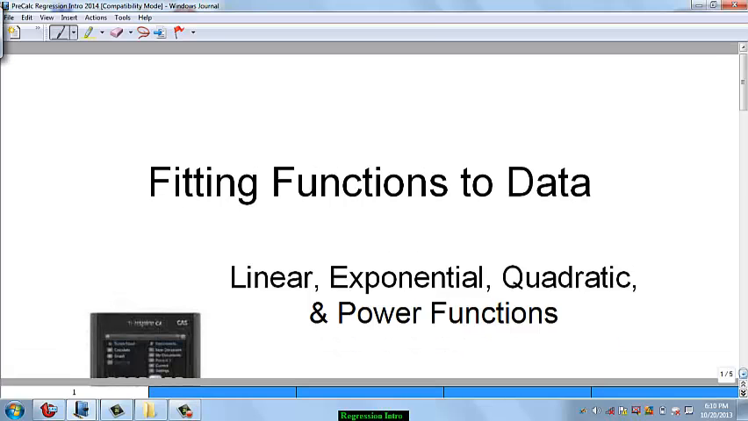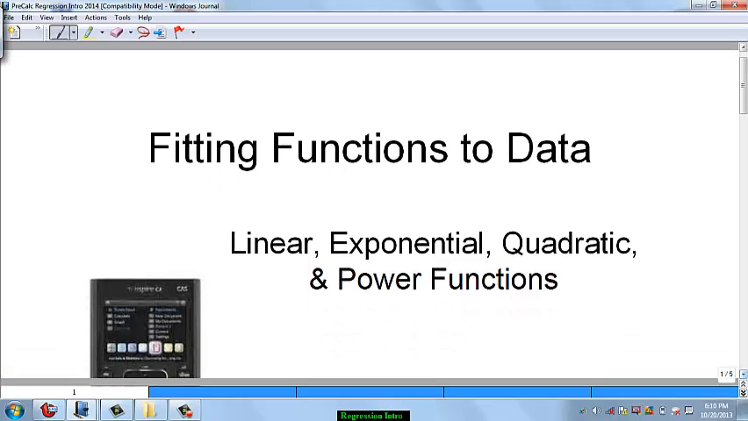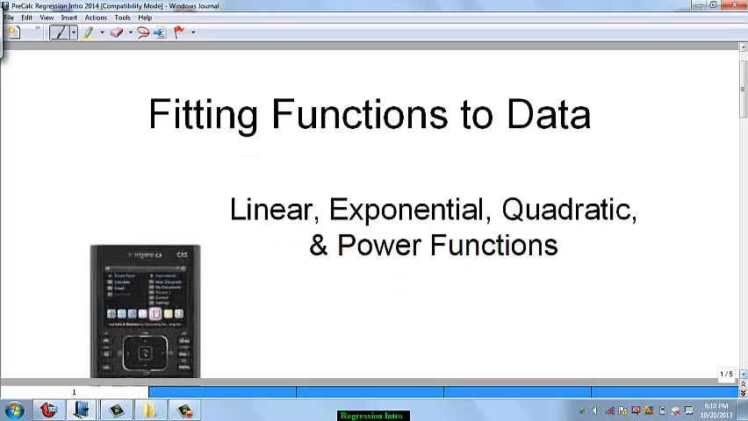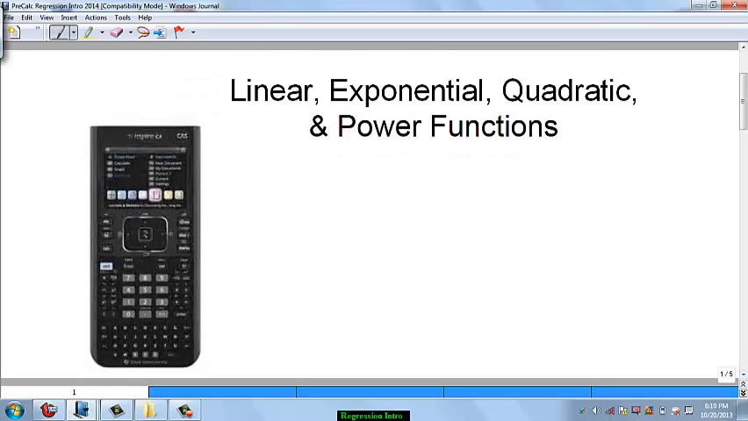Okay, we're going to do a little introduction and a review for fitting functions to data. We're going to talk this year about linear, exponential, quadratic, and power functions, and we're doing this using the TI-Nspire CX. So have your calculator with you. Stop me at any time as you're going through the keystrokes to make sure you understand it, and play and replay this to make sure that you understand all the steps that you have to do.